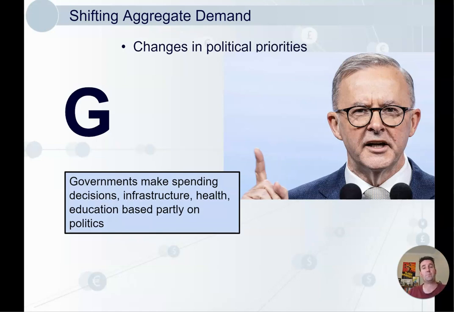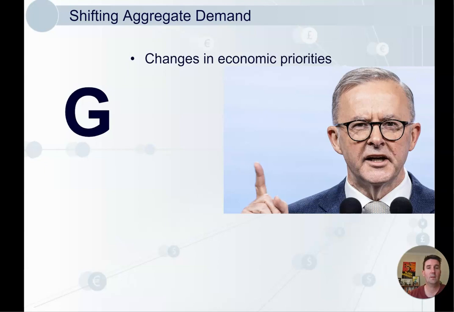So they do it for political purposes and also economic purposes. There is a difference. So how much infrastructure they build, how much they spend on health and education, those decisions are based partly in politics. So what's going to keep them getting elected in the future? And then they have their economic priorities. Remember those macroeconomic objectives. They will change their level of spending to meet those objectives.